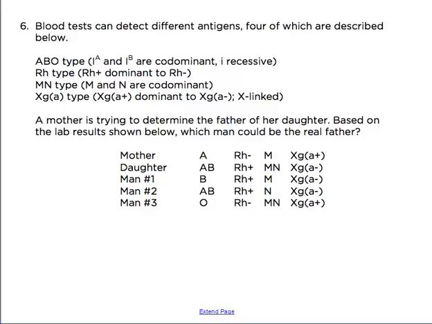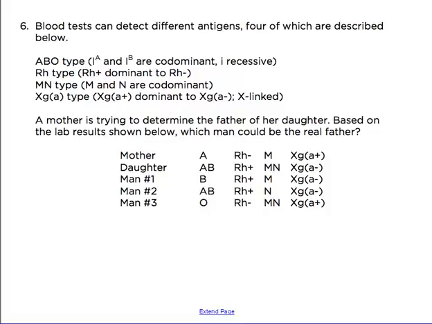Question 6. Blood tests can detect different antigens, 4 of which are described below. You have the ABO type, which we've been familiar with, where big IA and big IB are codominant, and little i is recessive. You have an Rh type, where Rh plus is dominant to Rh minus. You have the MN type, where M and N are codominant alleles. And you have the Xga type, where Xga plus is dominant to Xga minus, and this is an X-linked allele.